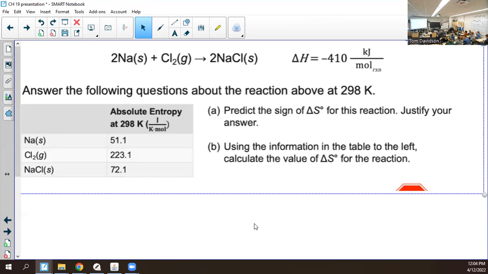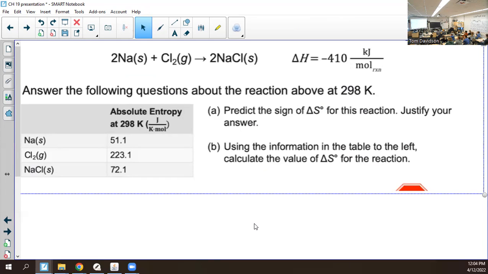All right, here we go. A, predict the sign of delta S for this reaction. Justify your answer. Delta S is not related to delta H. Delta G is related to both S and H, but S has nothing to do with it separately. So how do we answer this one? We don't need to look at the table.